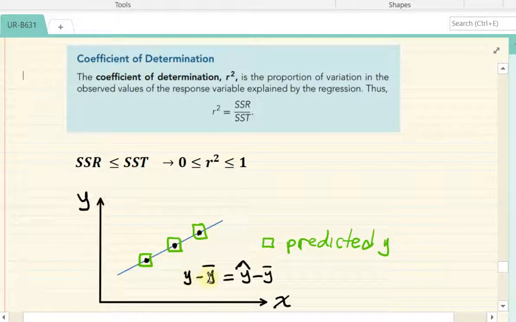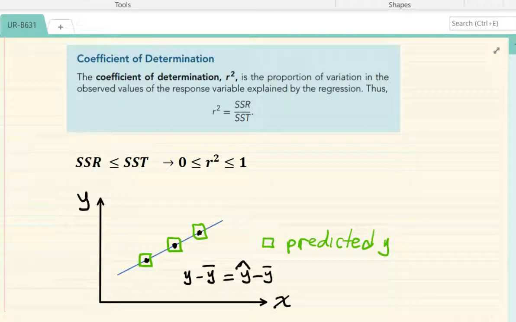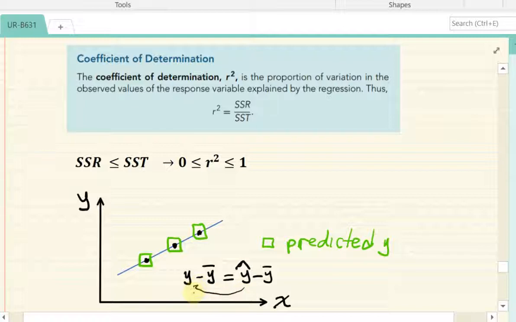So here's a case where y minus y bar will be exactly equal to y hat minus y bar. And the reason for that is because these are the same. This is the observed value, and this is the predicted value. When these are equal, then the left and the right side will be identical. So there you have that. When it comes to R squared, we would like to have a high, large R squared.